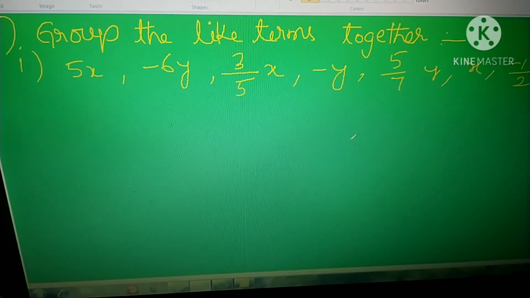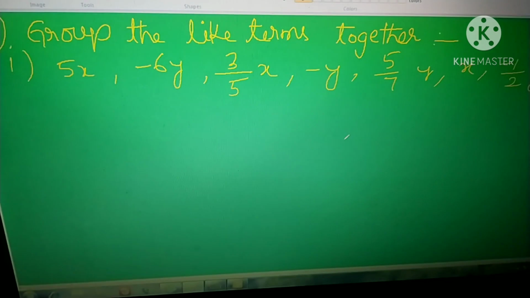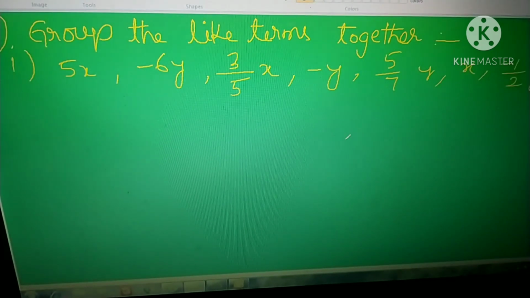Now see the next problem. Group the like terms together. I already explained what like terms are, right? Terms having similar literal coefficients will be called like terms. Each and every literal must be the same in all the terms. At that time only we call those terms like terms. If they have different literals or different variables in the terms, then we call those terms unlike terms.